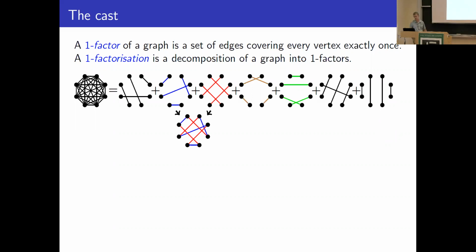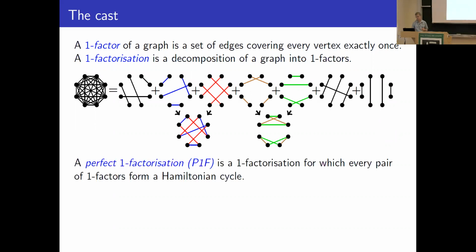That doesn't always happen, of course. If I take these two and put them together, then I get two C4s, so I get a disconnected two factor. So this leads to the idea of a perfect one factorization, which we have already seen today. And the perfect one factorization is one where you always get this situation, you never get this situation. So whichever two one factors you choose, when you put them together, you'll get a Hamilton cycle. I'll abbreviate that P1F.